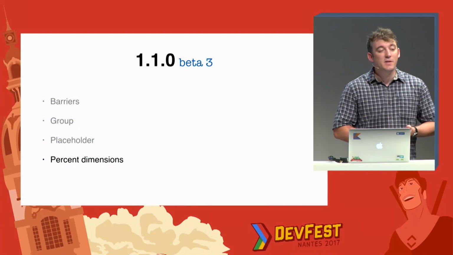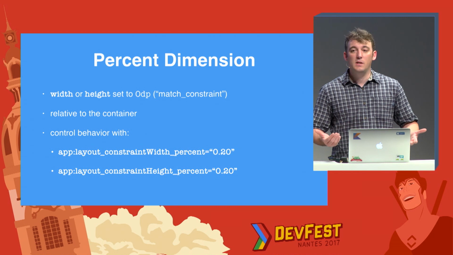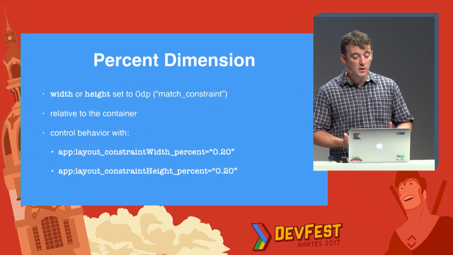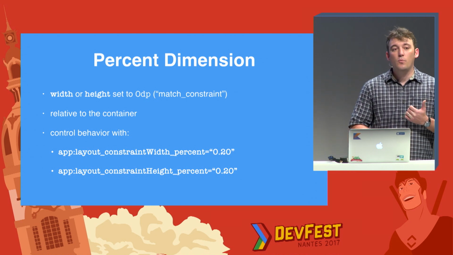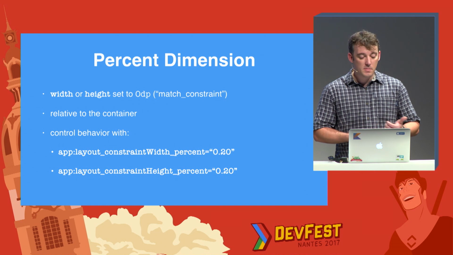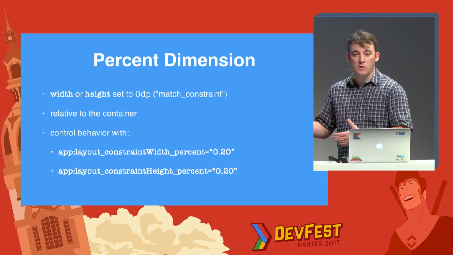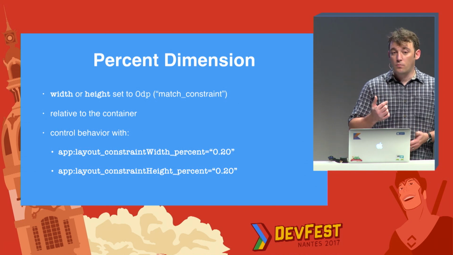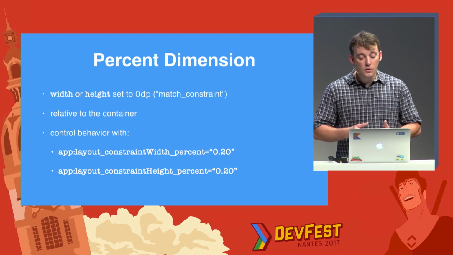We also added percent dimensions. Percent dimensions is the ability of setting the dimension of one widget to be a percent. It's not very complex. It's only relative to the container itself. The way you set it is by setting layout_constraintWidth_percent or layout_constraintHeight_percent and some float. And you have to set the android:layout_width and android:layout_height to 0dp.